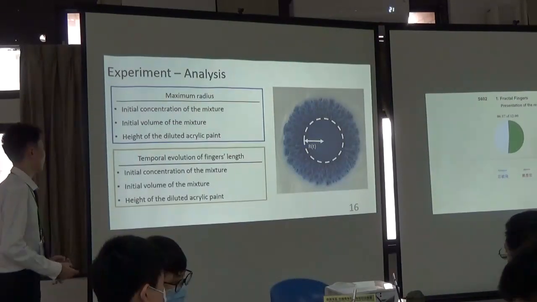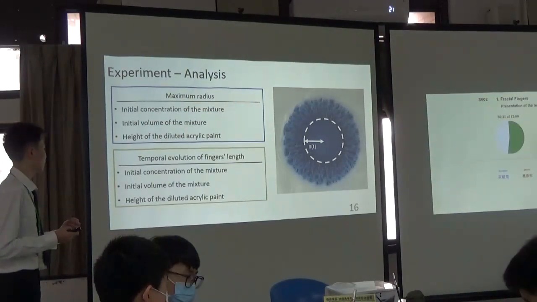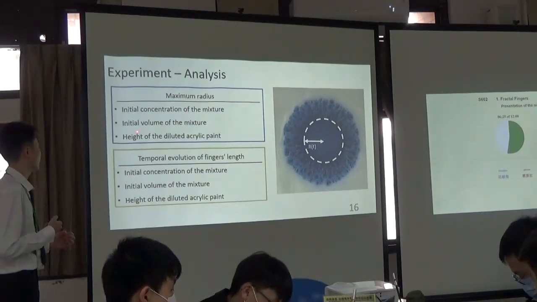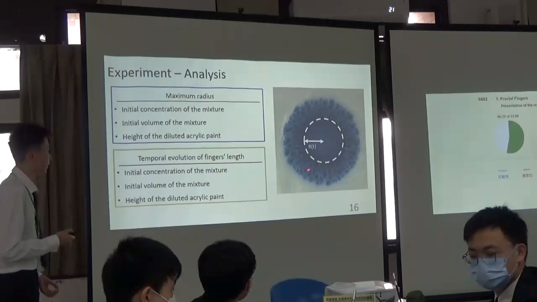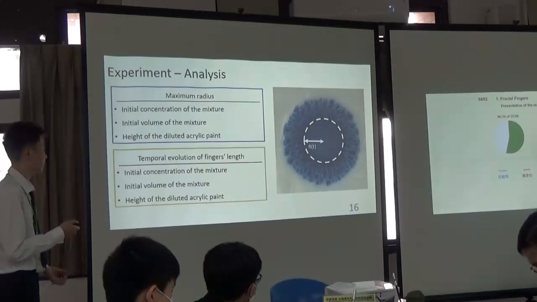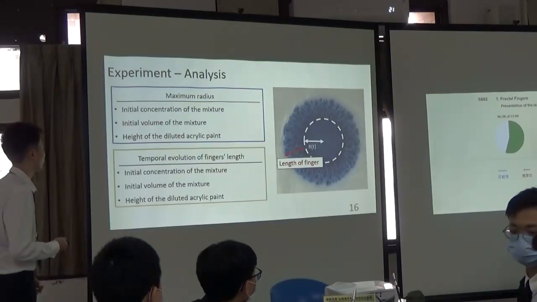And this is what I'm going to analyze in my experiment. I will analyze the maximum radius and the finger's length with the initial concentration of the mixture, the initial volume of the mixture, and the thickness of the diluted acrylic paint. And this is what I'm going to measure. This is the radius that I'm going to measure, and this is the length of the finger that I'm going to measure in the experiment part.